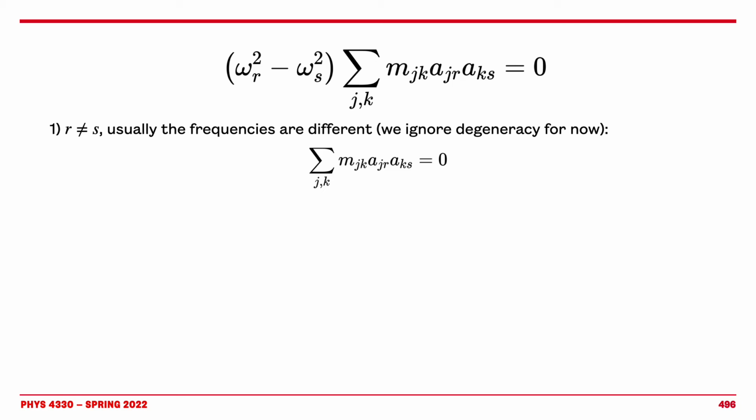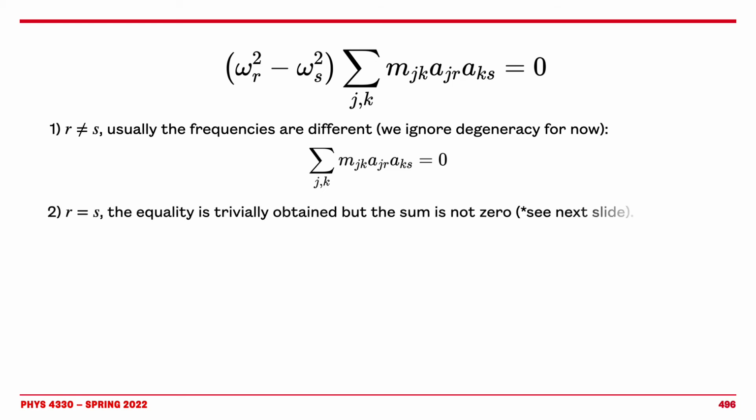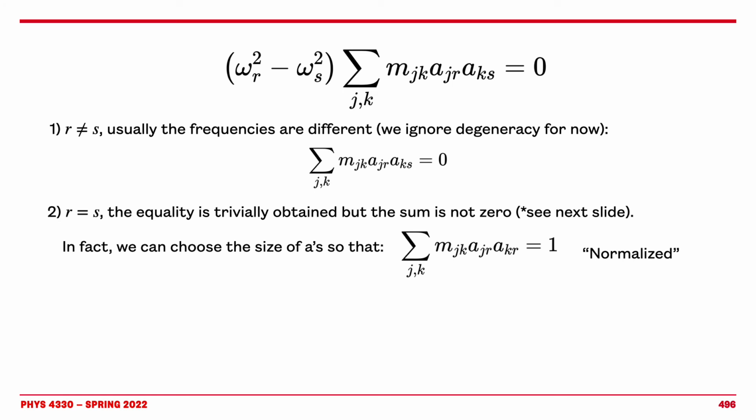Okay. Now let's have a look at R equal S. Well, if R equal S, the equation is trivially satisfied, obviously, because omega R squared minus omega S squared is equal to 0. So now we have to demonstrate that the sum itself is not equal to 0. If it's not equal to 0, then we can normalize the A's in such a way that the sum is equal to 1, right? So long as it's not equal to 0, we can normalize them. So we are going to show that now. This is what we want to show, that the sum is not equal to 0.